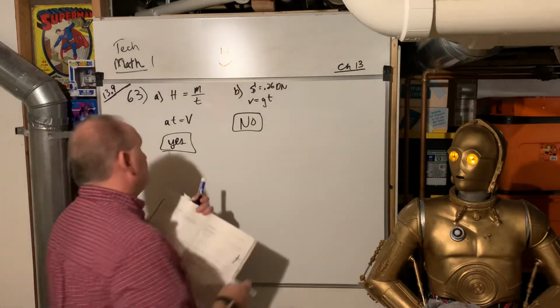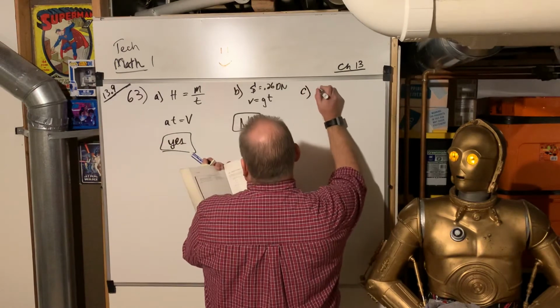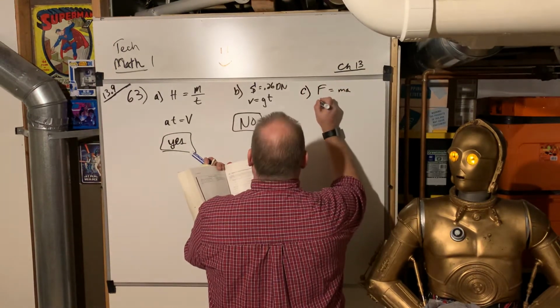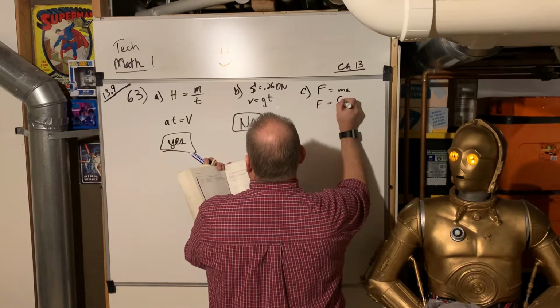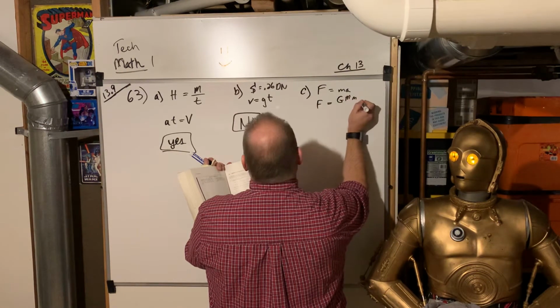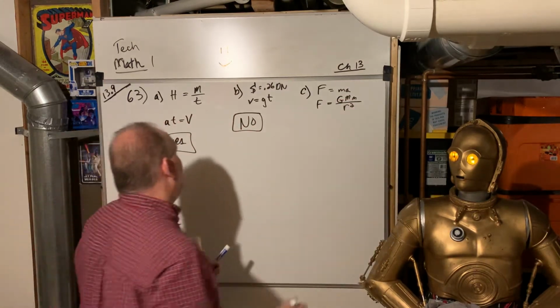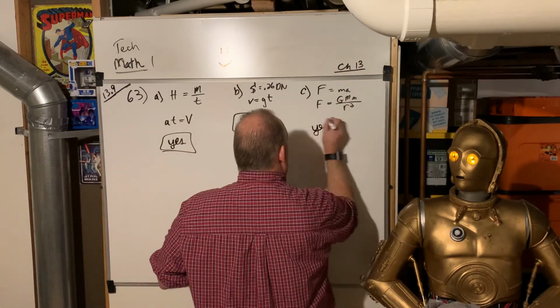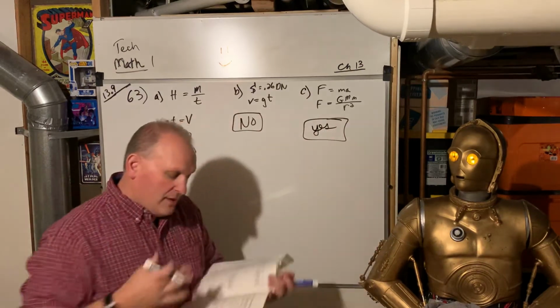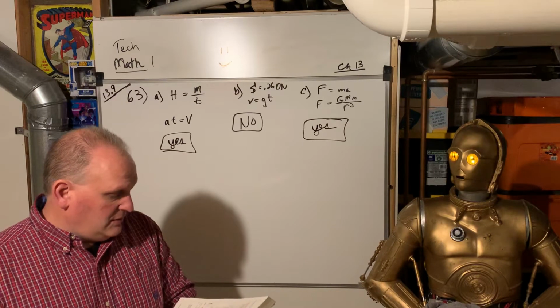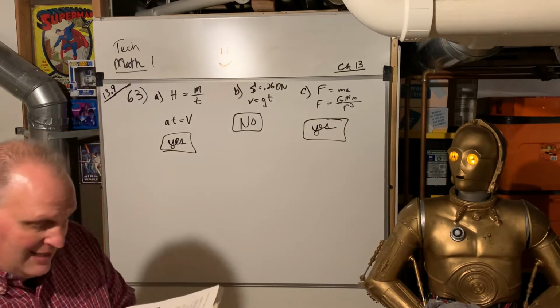And then the last one, letter C, they have F equals MA. They have F, well, clearly this one is a yes because there's an F, right? G, R squared and M, so that's a double whammy. So that is a definite yes. We could do a system with those. All right. So now let's look at what we can do with that in 13.10.